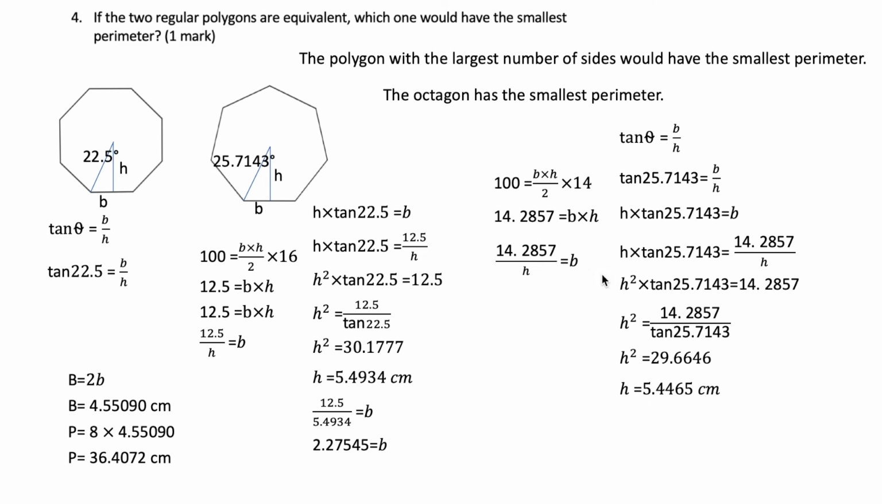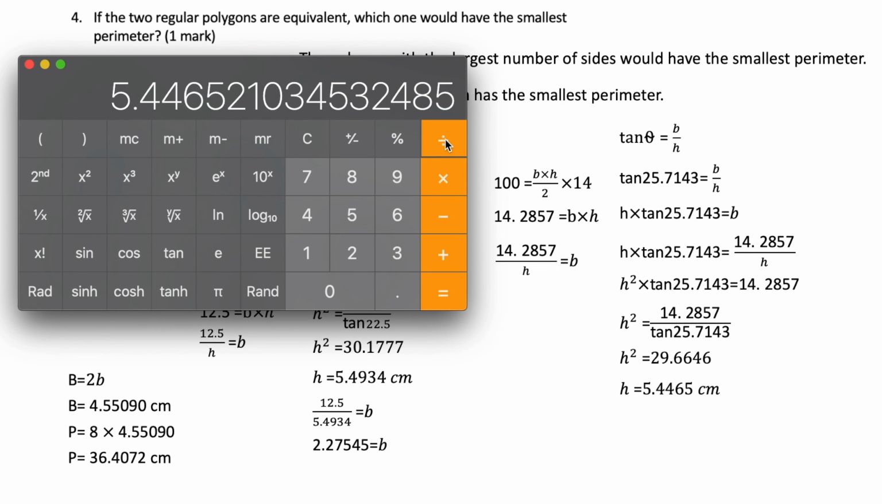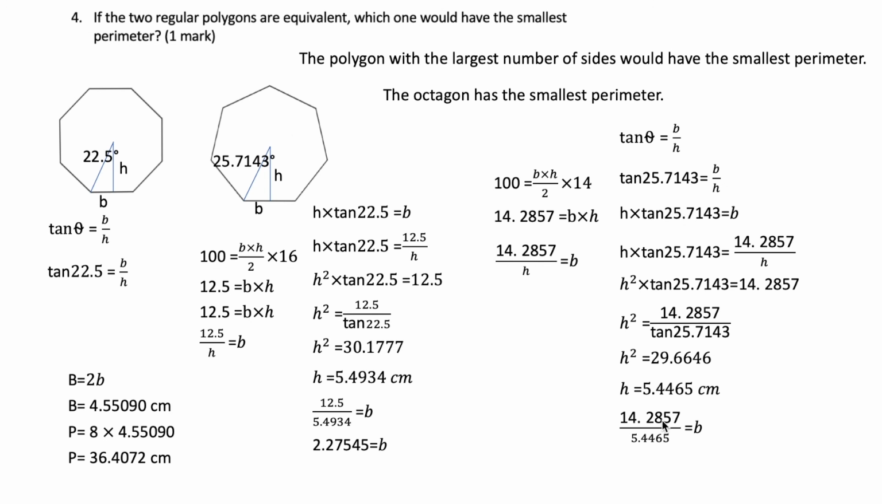So that's the height, and the base is 14.2857 divided by the height, which was 5.44, and that gives us 2.622 is the base. 14.2857 divided by 5.4465 is the base. We get that from this. That gives us 2.6229 centimeters. So that's half the base. So we could double it and then multiply by 7, or we could just multiply by 14. The big base is 2 times the little base. Doubling this is 5.2458, and then multiplying that by 7 is going to give us 36.72.